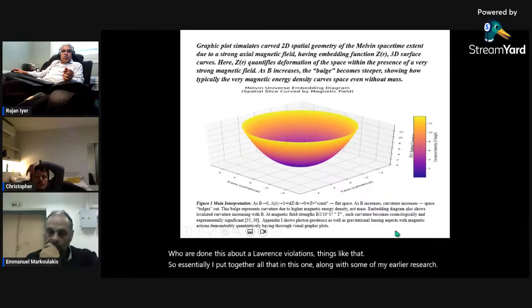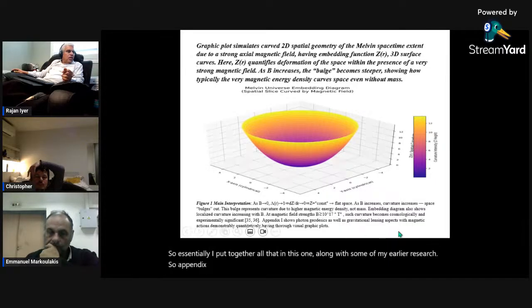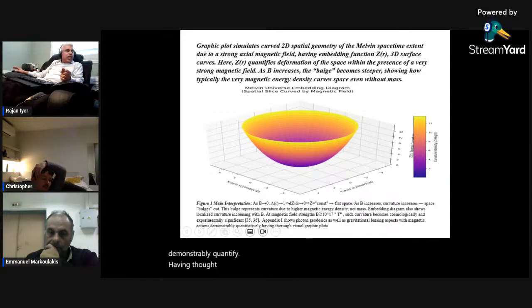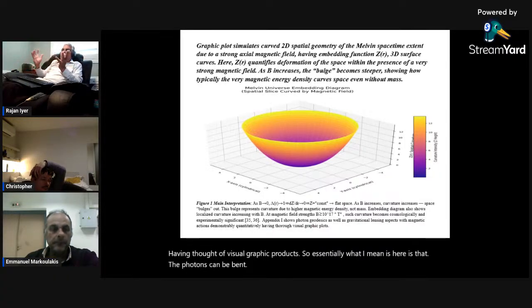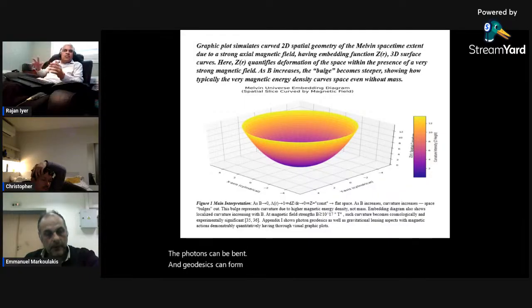So the appendix shows how the geodesics, Gaussian lensing objects, and magnetic action are demonstrably quantified, having thorough visual graphic plots. So essentially, what I mean here is that the photons can be bent and geodesics can form, and how that happens is what I'm going to do now. The hot PDP, this and the, so that's the next one.